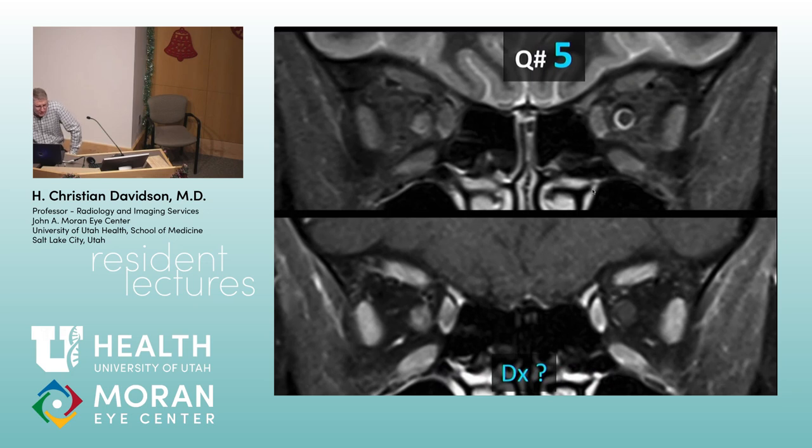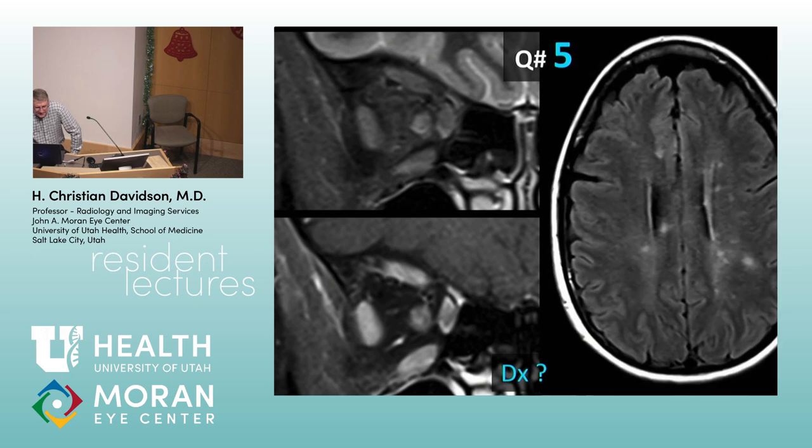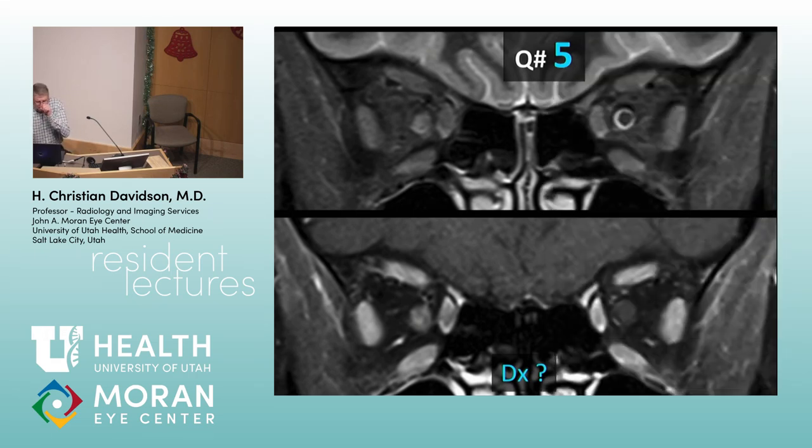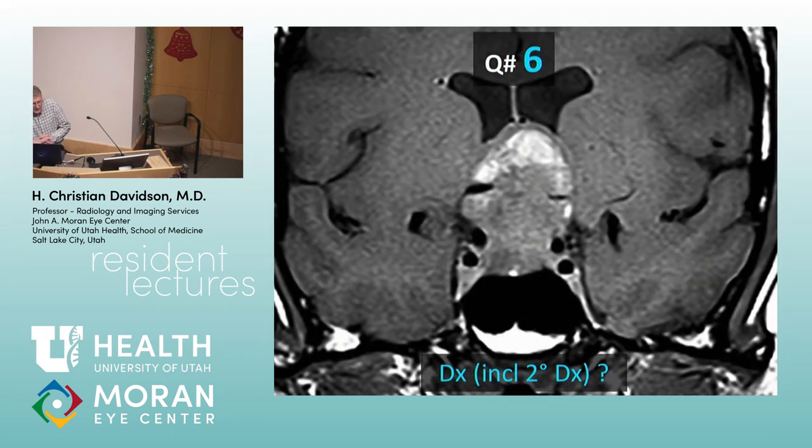All right, this is our patient with acute right optic neuritis and this finding. So they have, it's kind of a classic presentation for MS. This is our patient who was being treated medically for a cholangioma, and they presented with sudden vision loss. So the diagnosis is cholangioma, but what's the secondary diagnosis here?